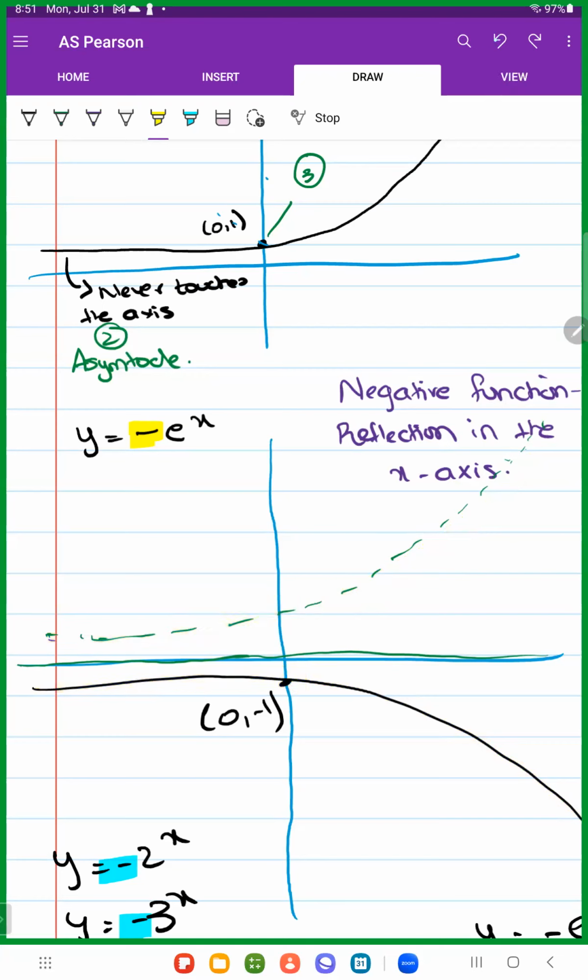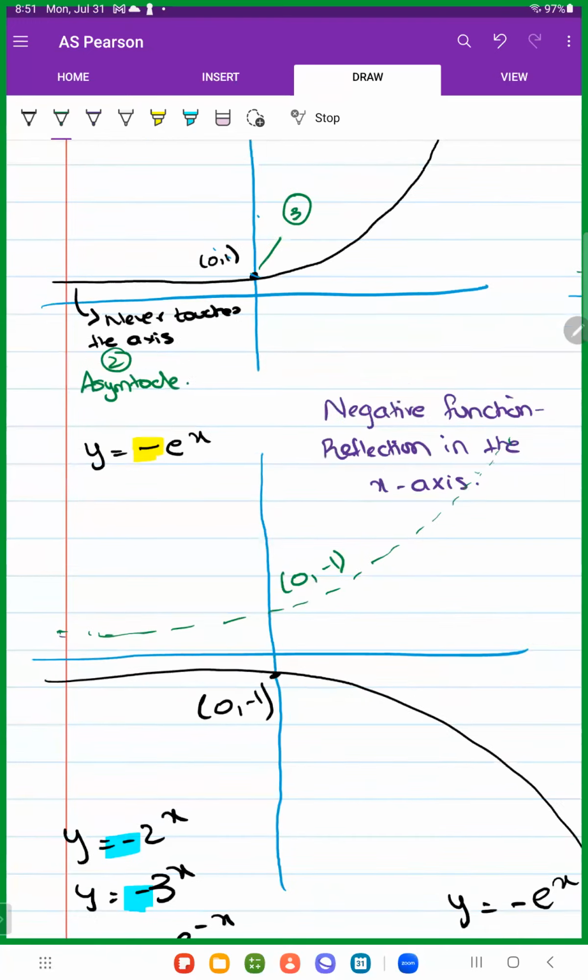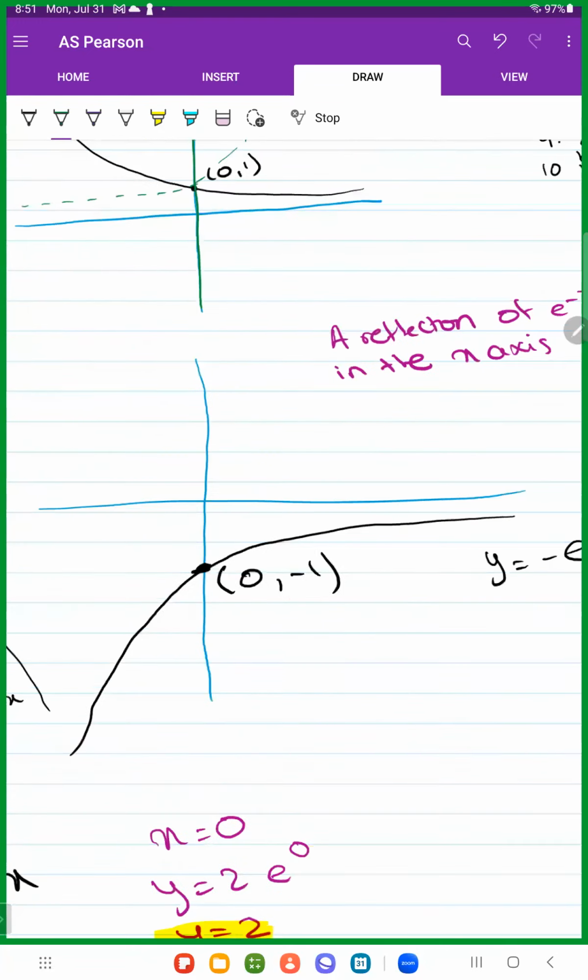Are you clear till here? First it was crossing over here at (0, 1). Now it crosses at (0, -1). There are four basic graphs that you need to know. Other than that, you will be able to manipulate them. The fourth graph is this.